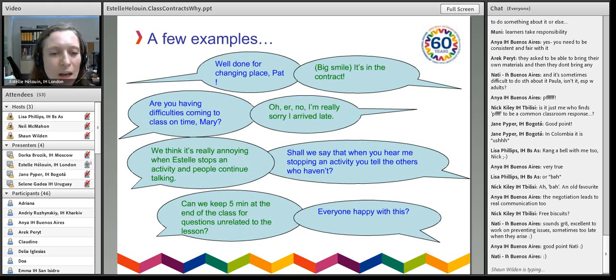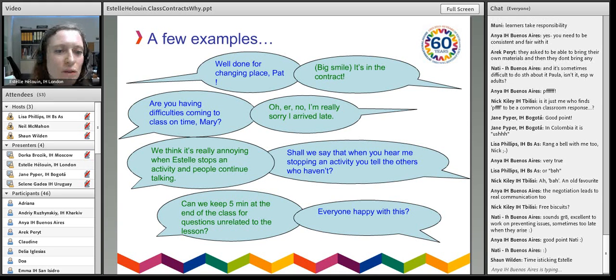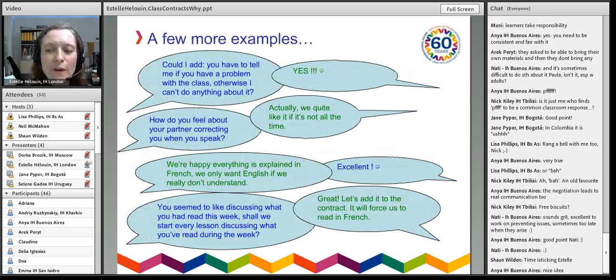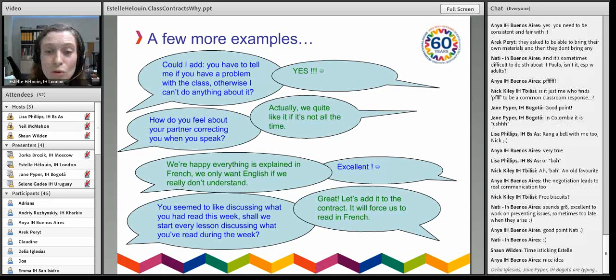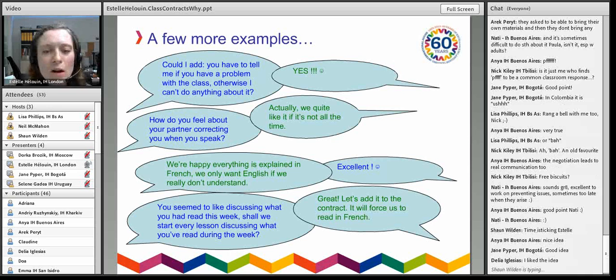And another few suggestions. Students told me, for example, that they find it really annoying if I say that an activity is finished, that the others continue speaking. And I was really glad that they did that, because it was annoying for everybody. So we came up together with a solution of what we do when there's something that annoys you, and we suggested that when I stop an activity, the first people who notice then tell the others to stop talking, for example.